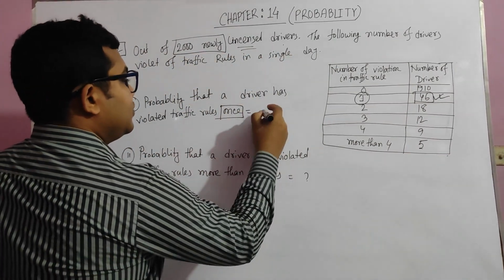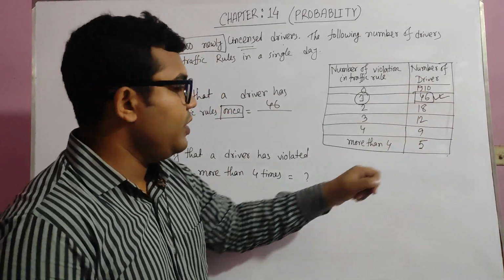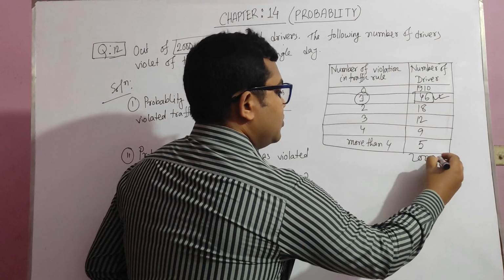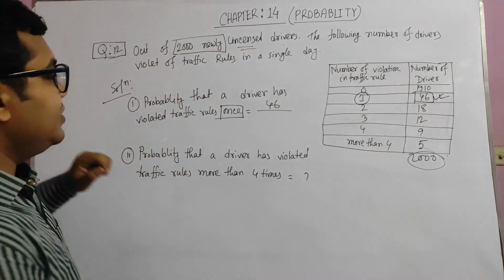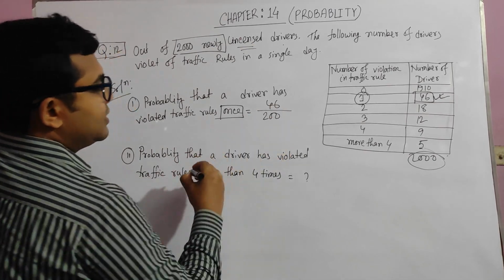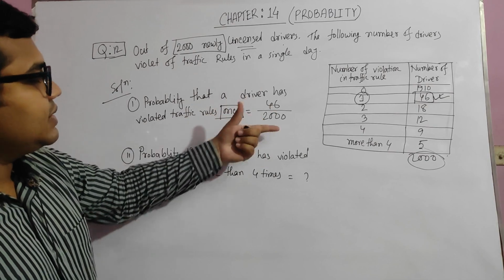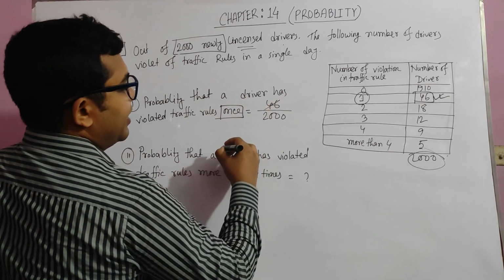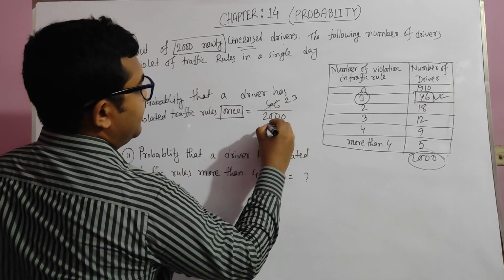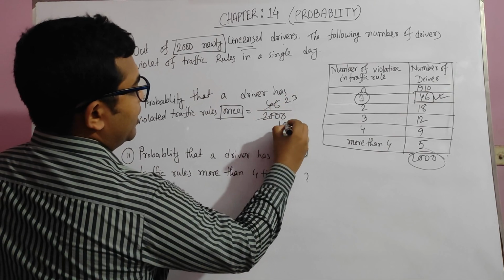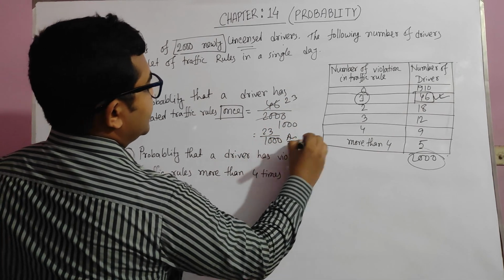So our answer should be 46 divided by the addition of all of these, and we know the addition of all of these is 2000, because 2000 newly licensed drivers are given. That's why our answer must be this. Okay, so 46 divided by 2000. If we minimize it by dividing by 2, it will be 23 and 1000. So it can be written as 23 by 1000, and that is our required answer.